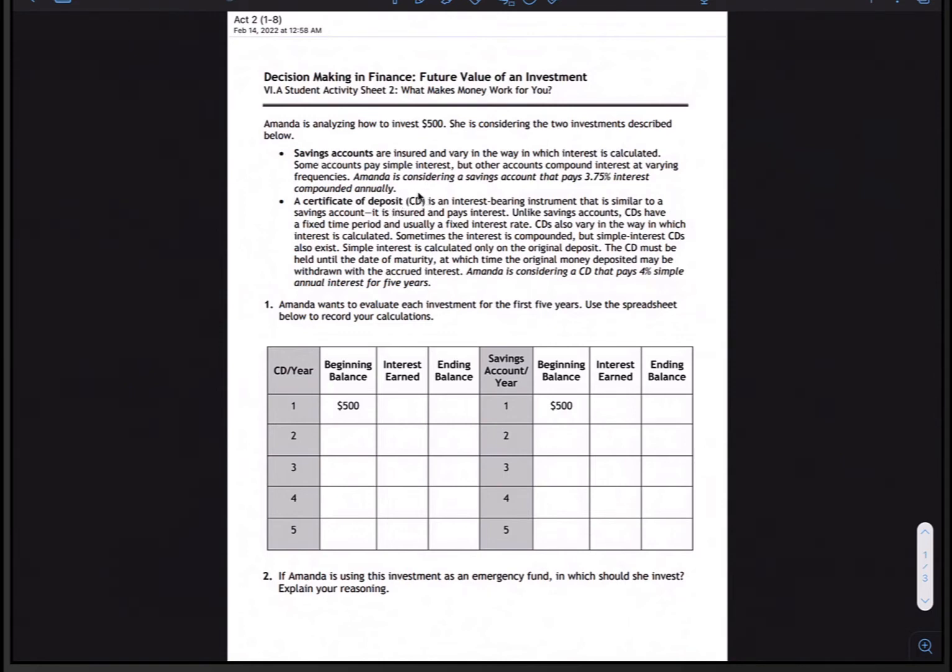For the savings account, Amanda is considering an account that pays 3.75% interest compounded annually. Let's go ahead and calculate that. In the table, we have the savings account over here on the right. The beginning balance is $500. The interest is 3.75%.